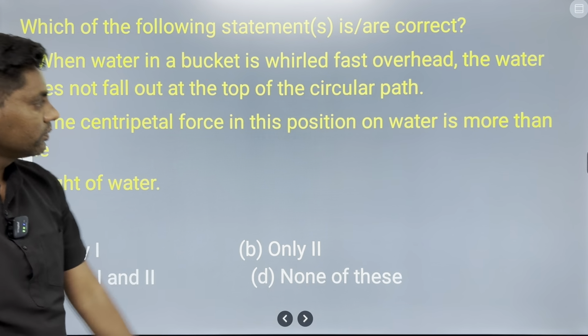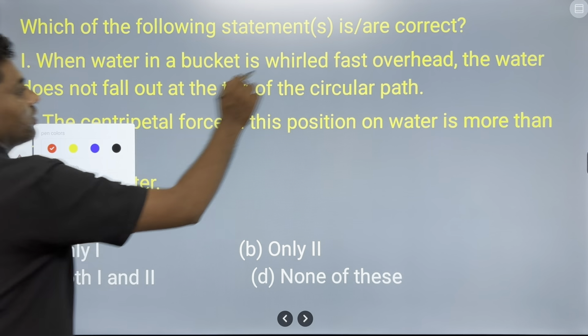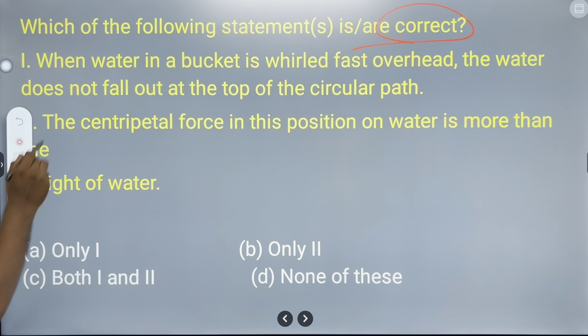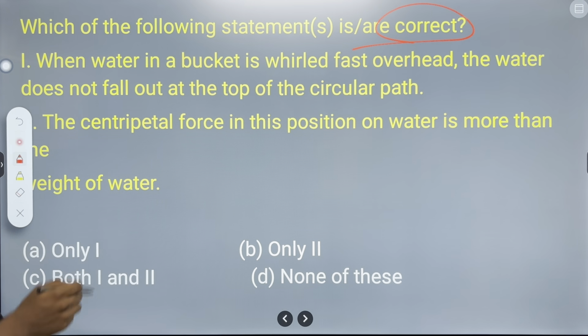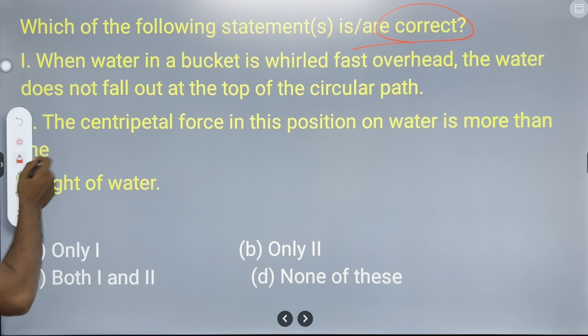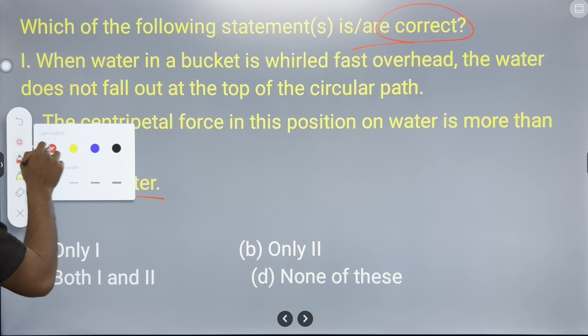Next, which of the following statements is correct? So we have to find the correct statement. Very simple. First, when the water bucket is whirled fast overhead, the water does not fall out of the top of the circular path, and the centripetal force in this position on the water is more than the weight of the water. Okay, so the question is very easy.